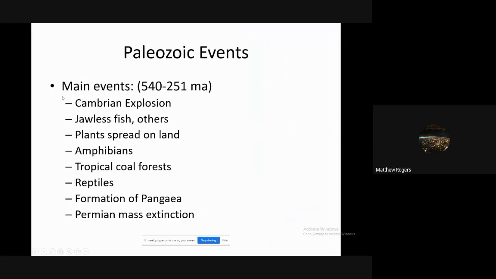So major Paleozoic events, we're going to focus really up front here on the Cambrian explosion. And we have been talking about the Cambrian. But other things too: we have jawless fish, we have plants going on land, we have amphibians, we have tropical coral forests, which we'll talk about, reptiles, formation of Pangea, and the Permian mass extinction. All these things are going to be main topics that we talk about. Okay, you can write those down, and we'll come back to almost all of them. These are the main things I want to ask on our test. It's about these guys right here.